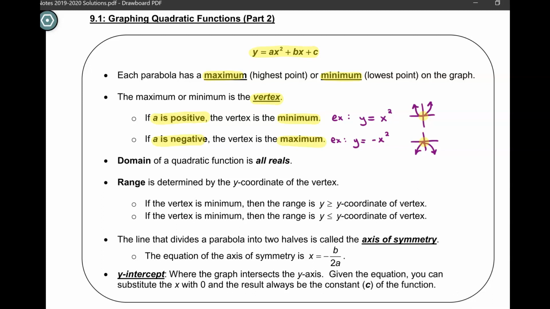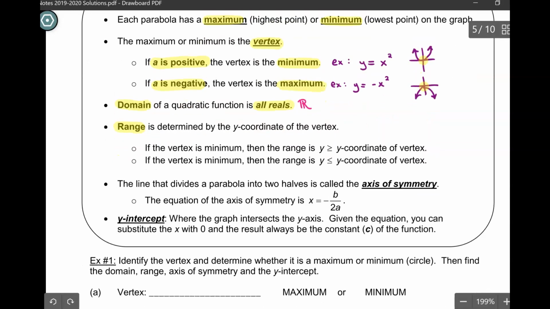Now, domain and range. If you recall, for domain we think of all the possible x values, and the range are the possible y values. So with a quadratic, the domain is always all reals, because we can technically plug anything we want in for x. We can plug in negative values, positive values, decimals, fractions, 0, any of those. But the range is not all reals. The range is determined by the y-coordinate of the vertex. So if the vertex is a minimum, then the range is y is greater than the y-coordinate of the vertex.